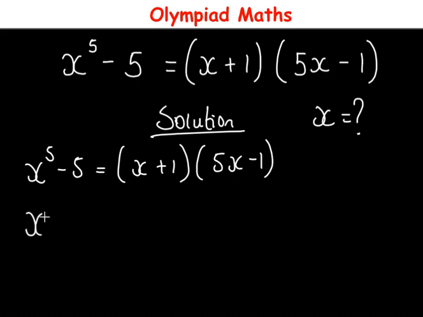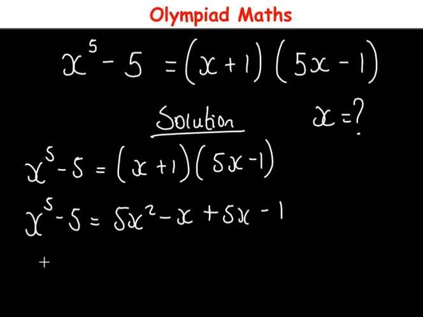From here, x^5 - 5 is equal to, opening the bracket, x times 5x, 5x squared, x times minus 1, minus x, plus 1 times 5x, plus 5x, plus 1 times minus 1, minus 1. So x^5 - 5 equals 5x^2 - x + 5x, that will give us plus 4x, then minus 1.